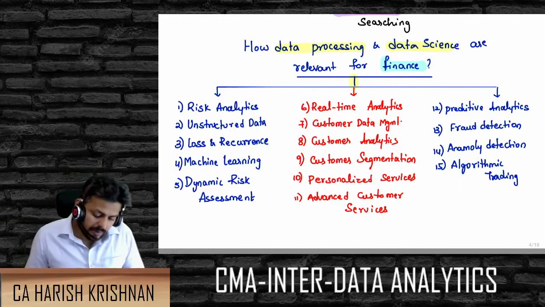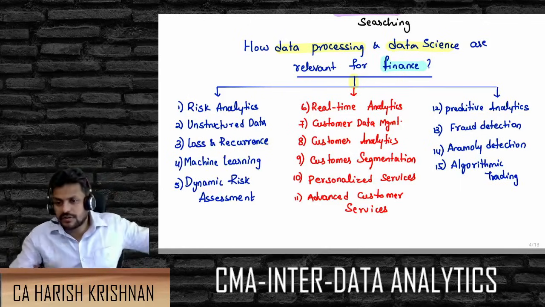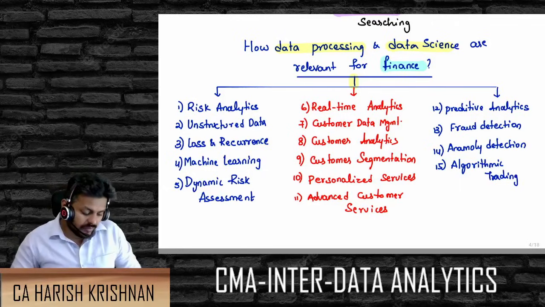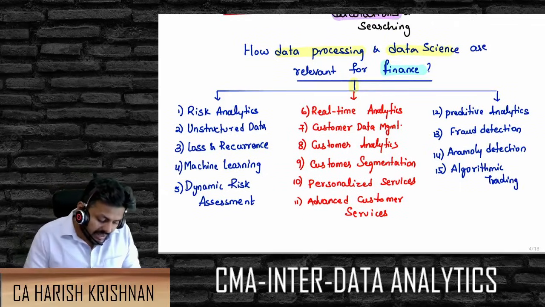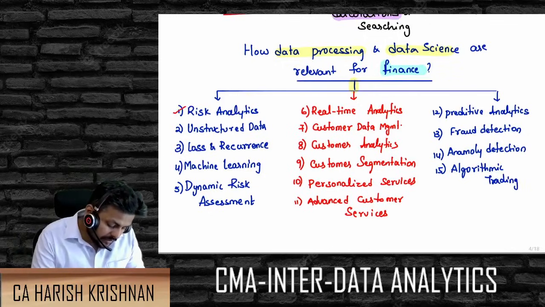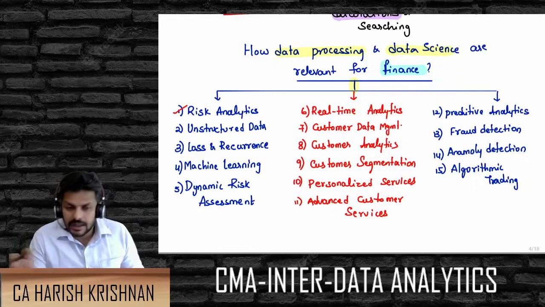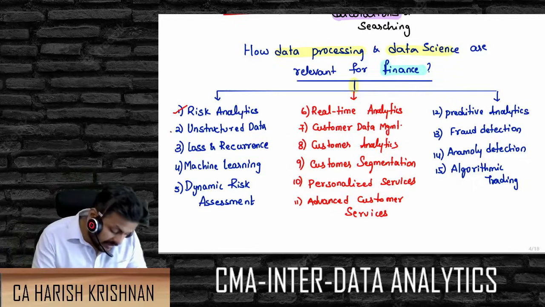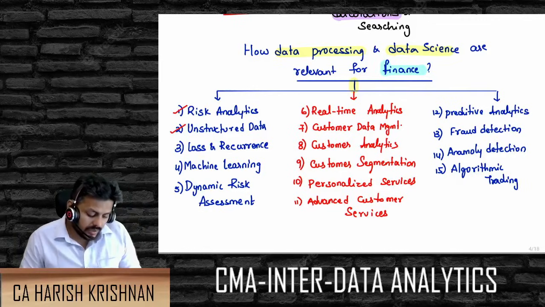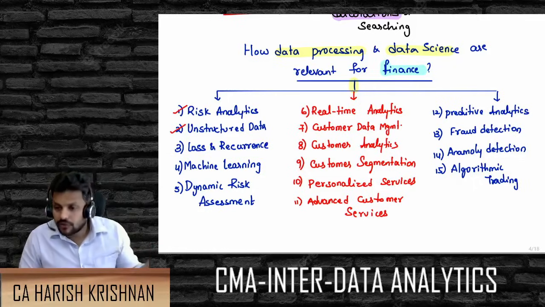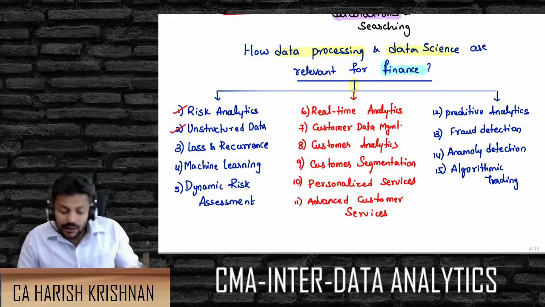How data processing and data science, this entire concept of data analytics, how are they relevant for finance? If you see that, it is useful for risk analytics, analyzing how much risk is there. Processing structured data anybody will do, but if you have unstructured data, to organize that and process the unstructured data also, we can use data processing. You can avoid the loss and recurrence of something. Avoid the loss and recurrence.